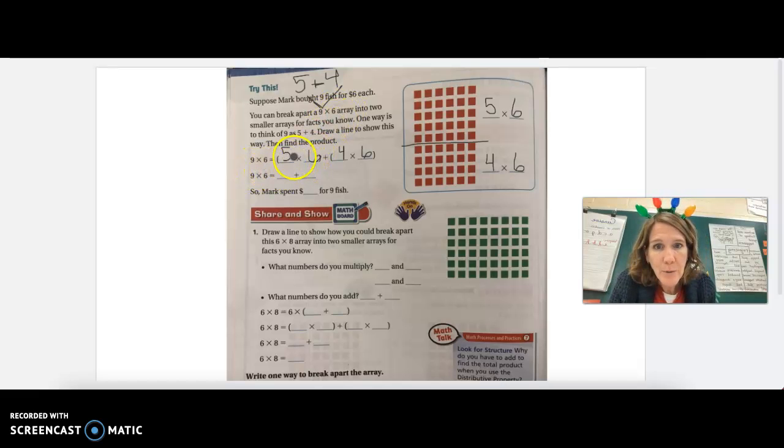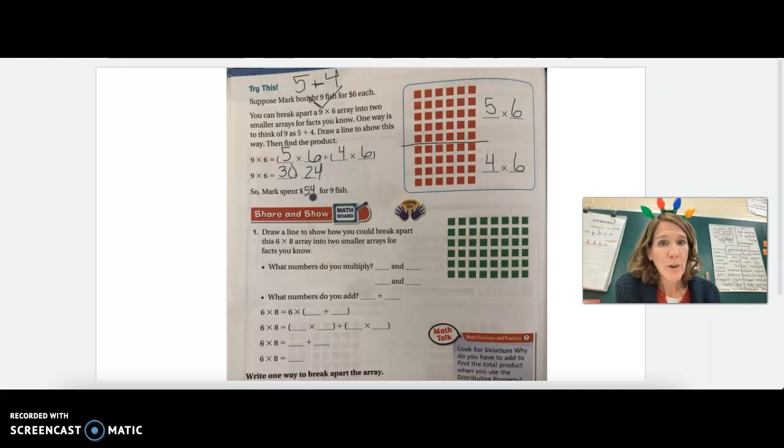9 times 6 is equal to 5 times 6. 5 times 6 is 30. Plus 4 times 6. 4 times 6 is 24. 30 plus 24 is 54. So Mark spent 54 for 9 fish.